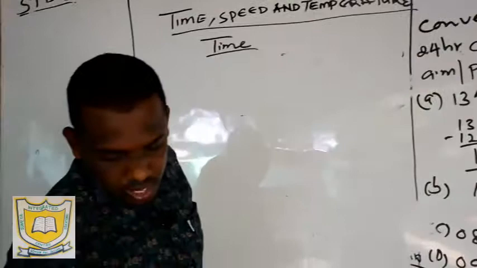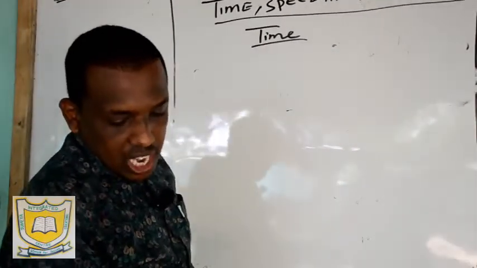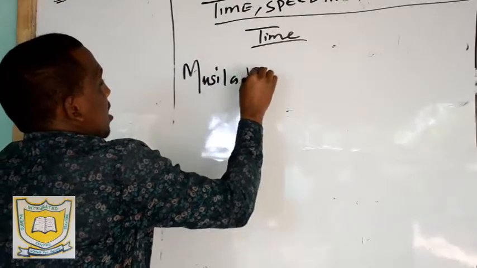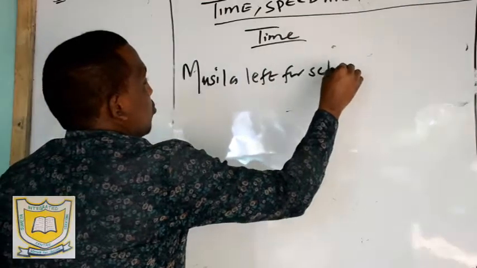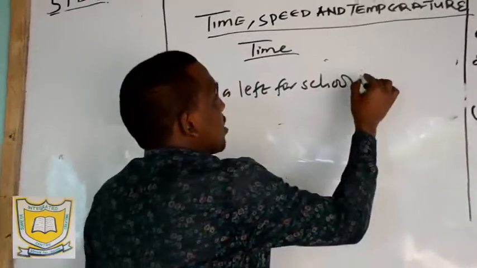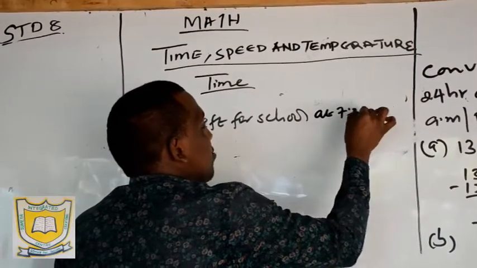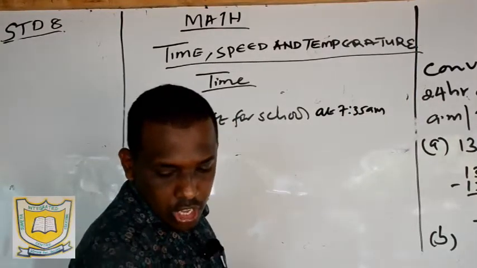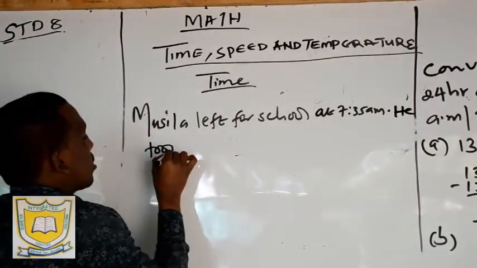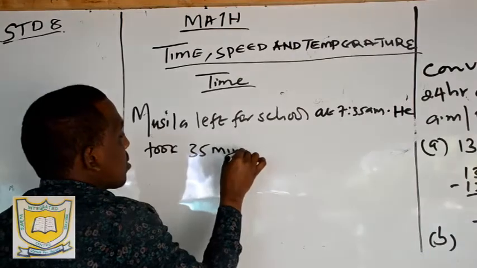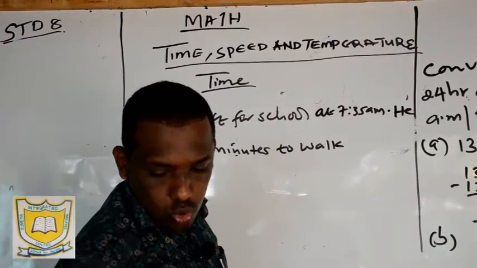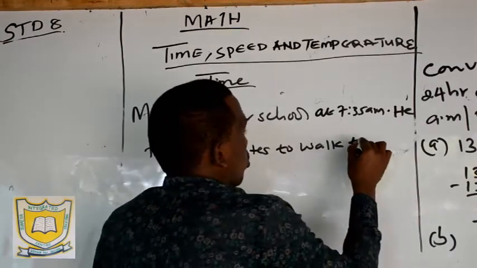You are told Musila left for school at 7:35 AM. He took 35 minutes to walk to school.